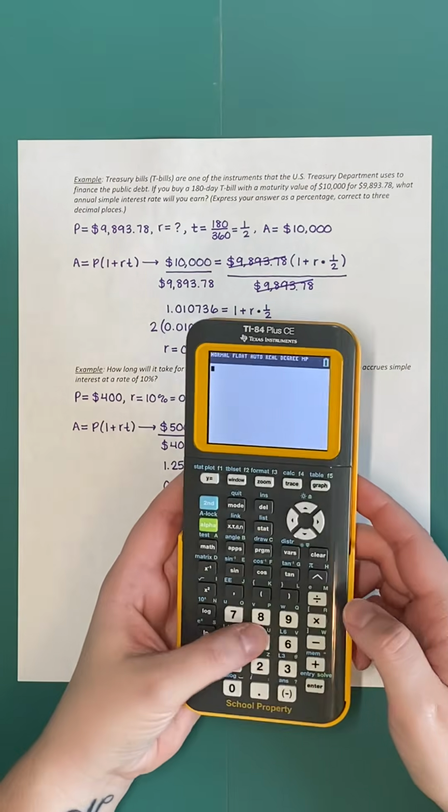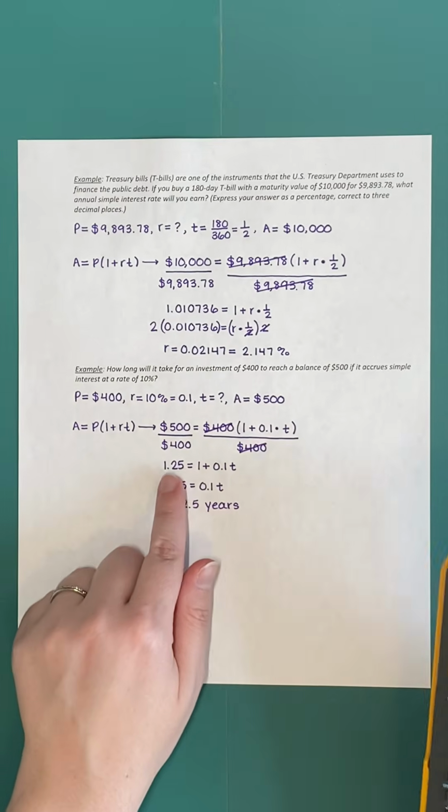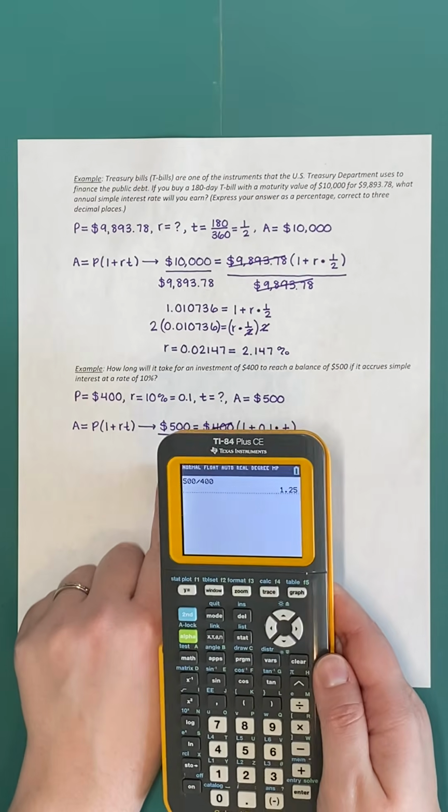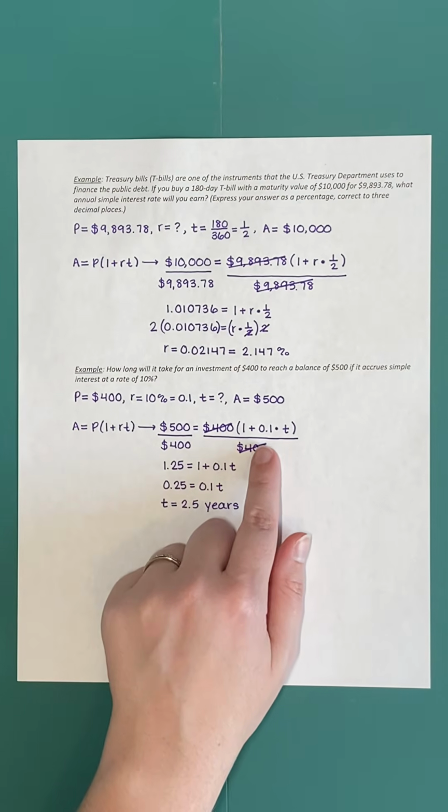So let's simplify that. So 500 divided by 400 is going to give us 1.25. And notice that's not rounded. That's an exact value. These numbers are a little bit better than the ones above. Okay, so that's been taken care of.